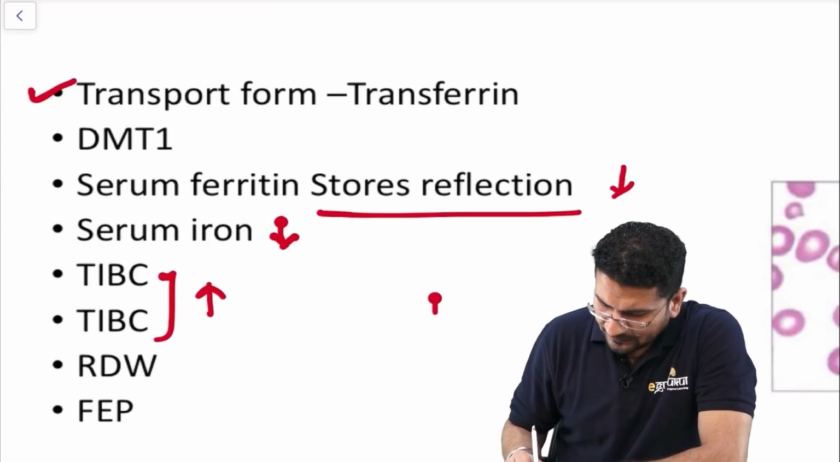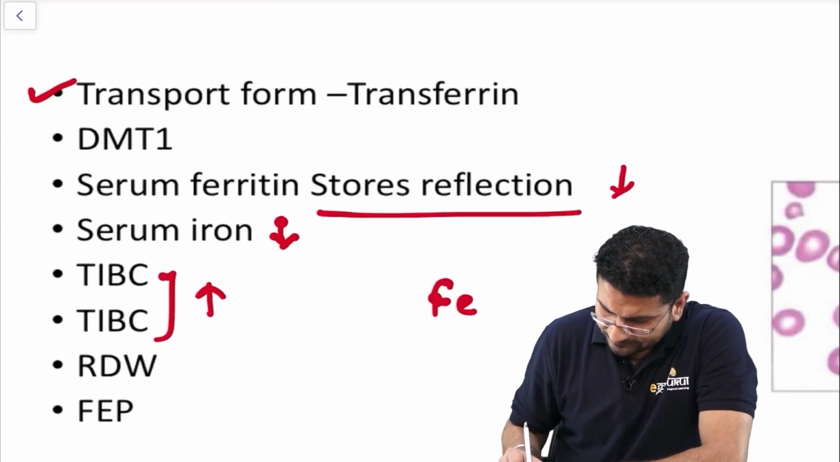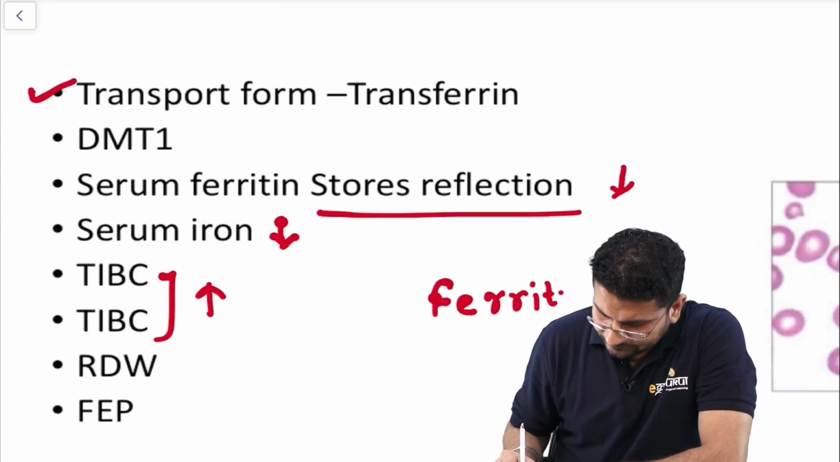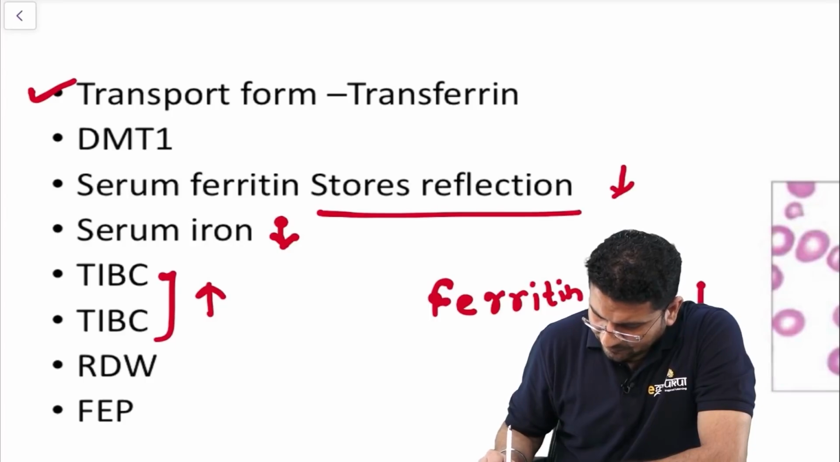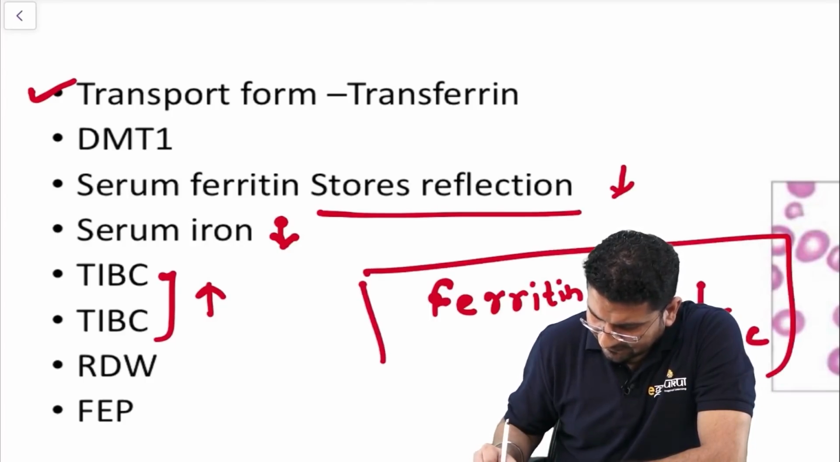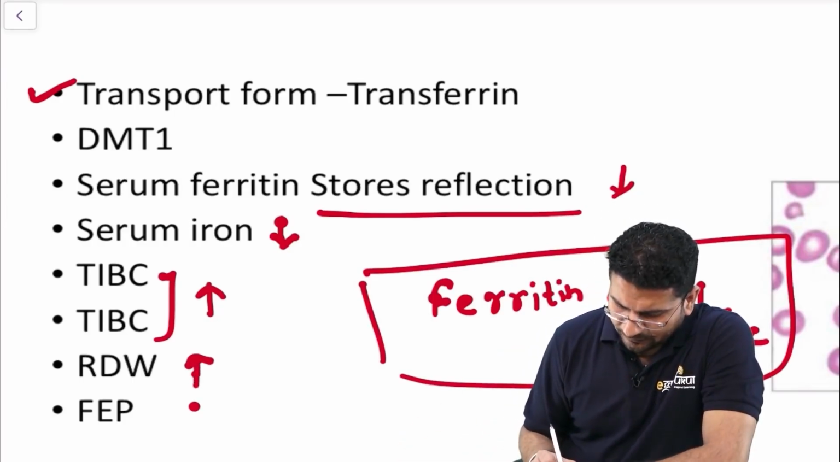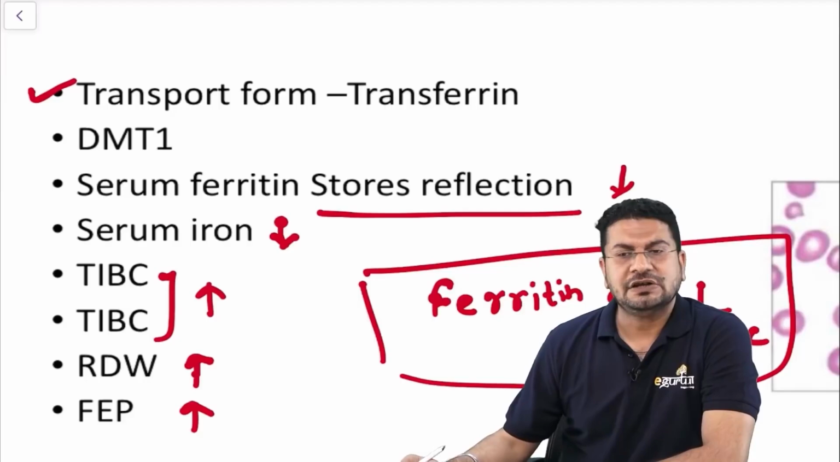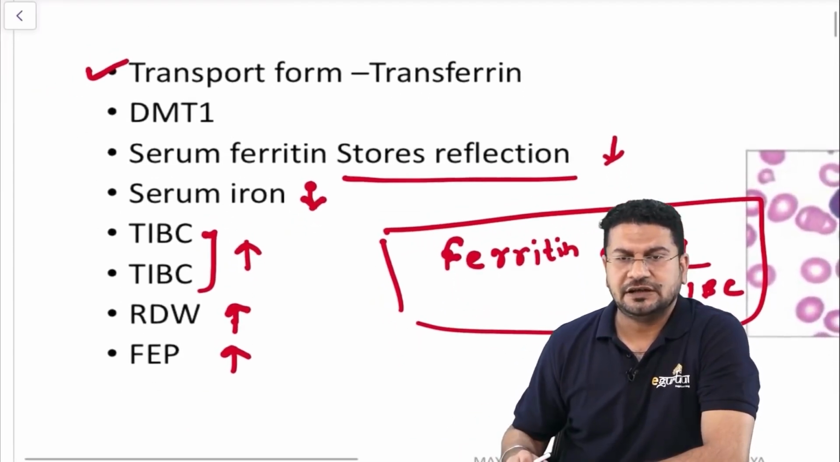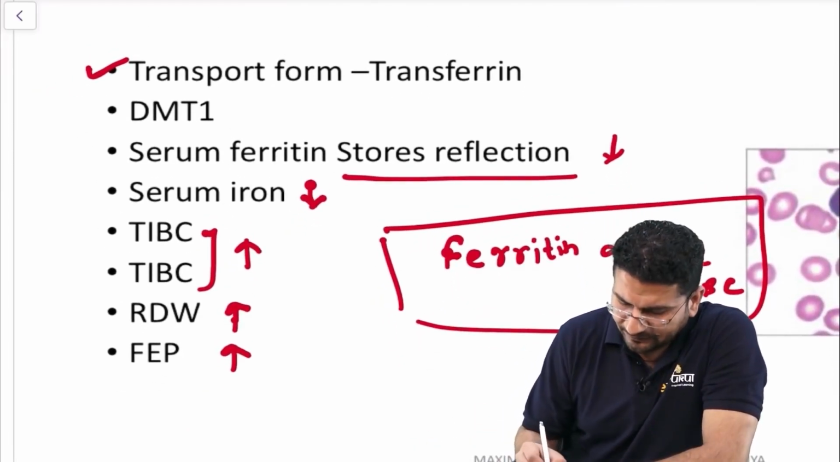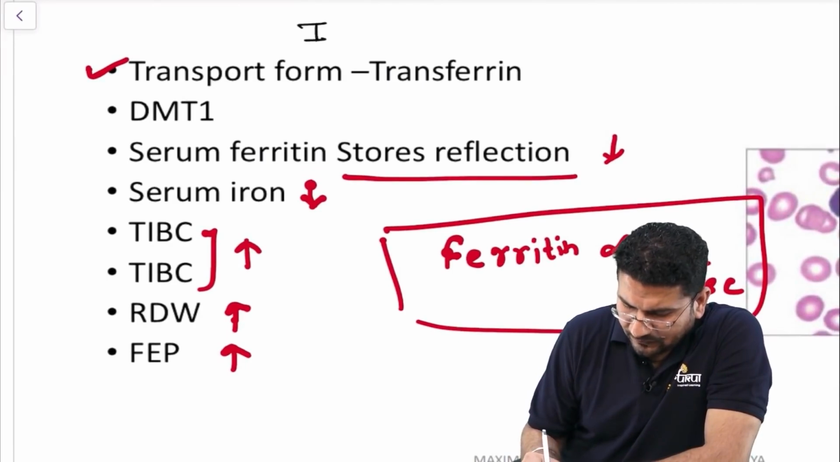Serum ferritin is inversely proportional to TIBC. So when ferritin increases, TIBC will decrease. Red cell distribution width and free erythrocyte protoporphyrin level will increase. These are the changes that we see in iron deficiency anemia, and these are MCQs suggestive of iron deficiency anemia.